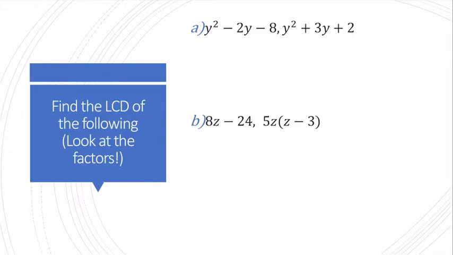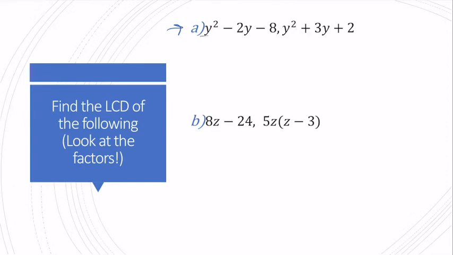Let's take a look at finding the least common denominator for a few more. If I have y squared minus 2y minus 8 and y squared plus 3y plus 2, I need to factor these before I can even determine what their least common denominator would be, which is going to be all the factors that each of them need.